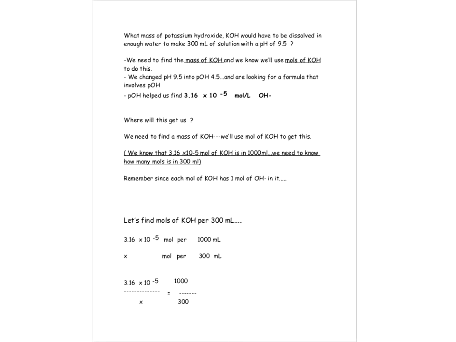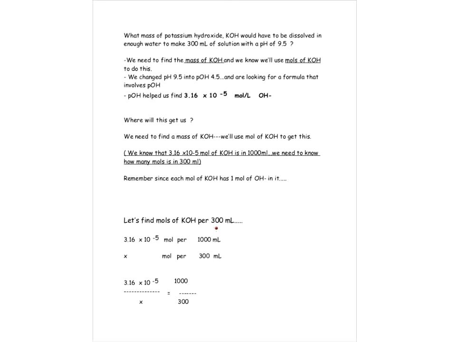Okay, so again, I just recapped everything we did, and pOH helped us to find the concentration of OH in moles per liter. Where will that get us? We need to find a mass of KOH. We'll use moles of KOH to get this. We know we have this many moles of KOH in 1,000 mL. We need to know how many moles we have in 300 mL, because that's how many mL we have in our question. So, since each mole of KOH has 1 mole of OH minus in it, there's again a 1-to-1 ratio between the number of moles of this whole thing and the number of moles of OH, right?